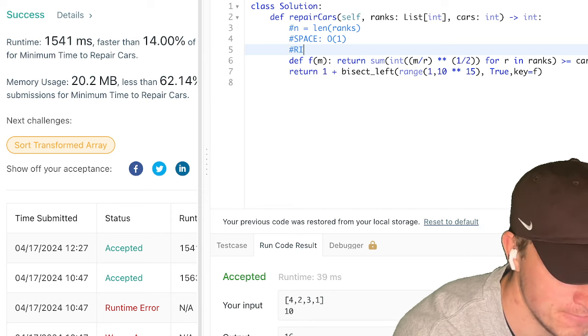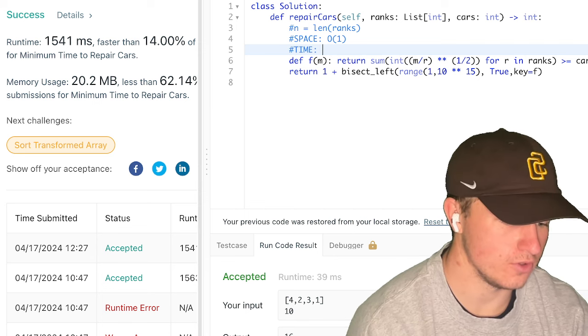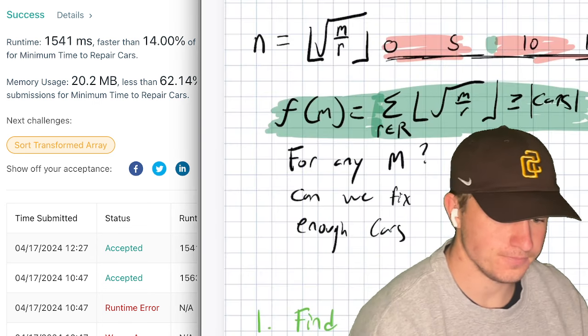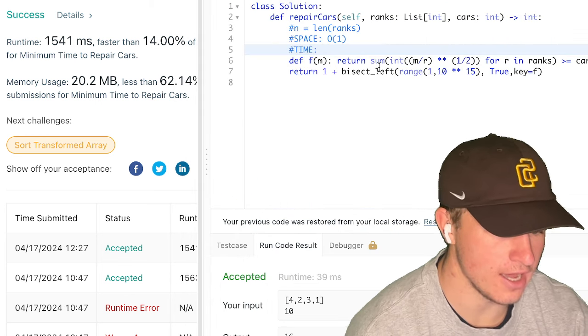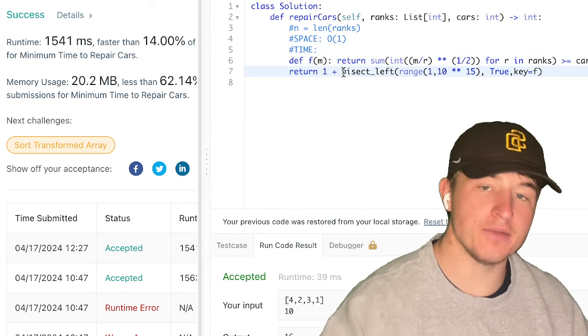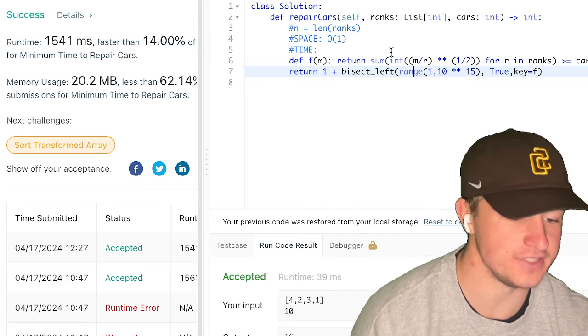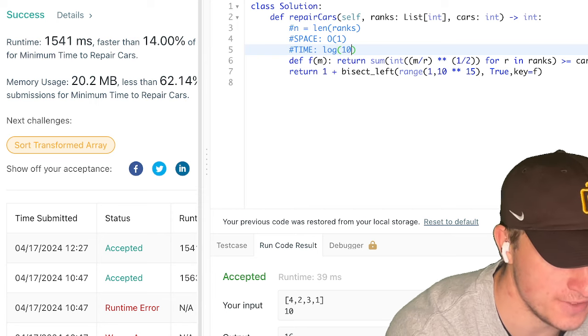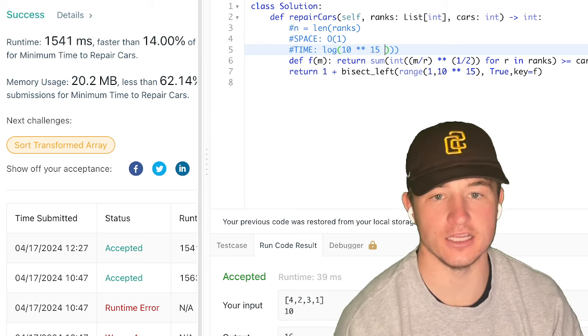What about time? Well, for time, what do we end up doing here? We do a log n binary search. So binary search is log n, but it's not this n. It's 10 to the 15. So it's log of 10 to the 15. Right, so it's whatever the log of your high and low is.